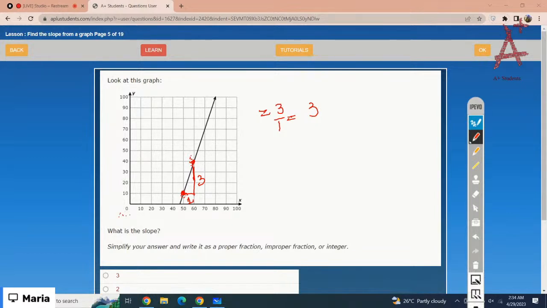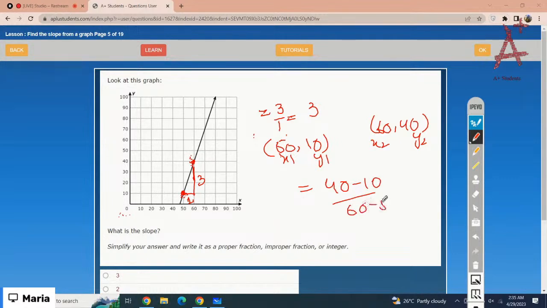Okay, let me just do it by selecting the coordinates. For this one, the coordinates are x is 50 and y is 10. And the coordinates for this one are x is 60 and y is 40. They are x1, y1, they are x2, y2. So it would be y2 minus y1, that would be 40 minus 10 and 60 minus 50. 40 minus 10 is 30 and 10 times 3 is 30. That would be 3.